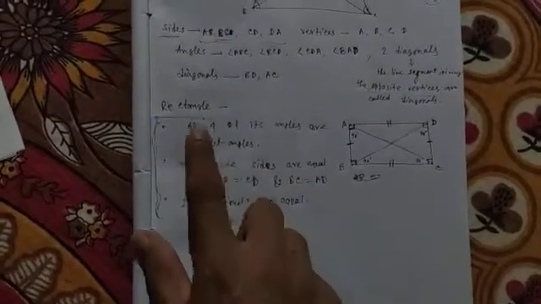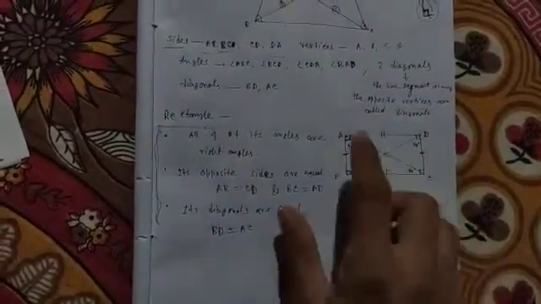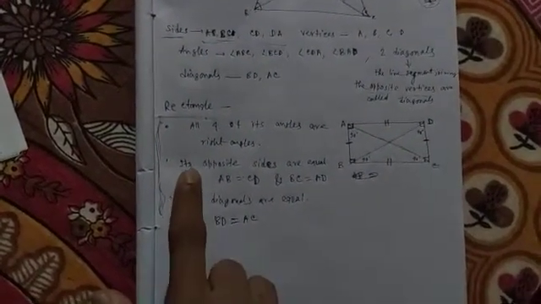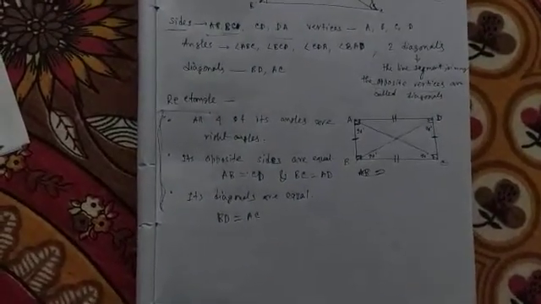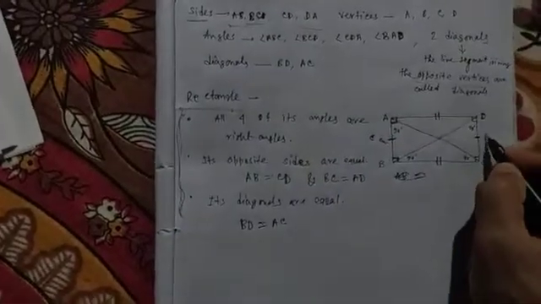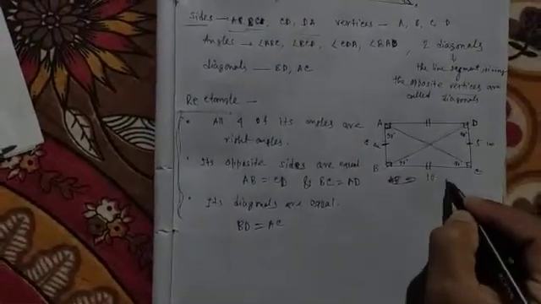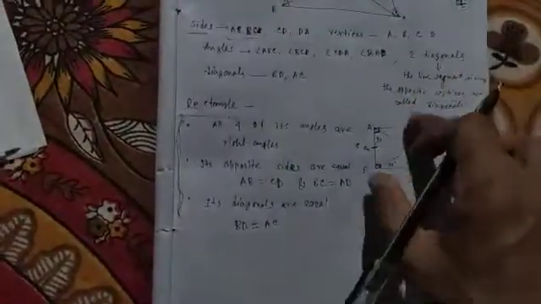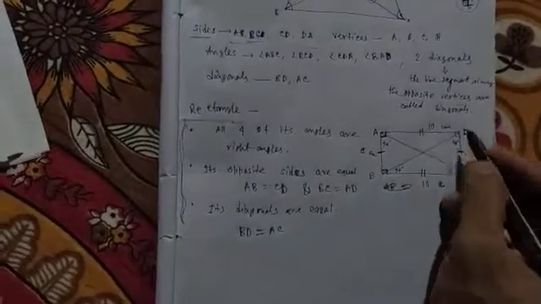Okay, so what are those? 4 angles are right angles. That means all 4 angles are 90 degree. Second, its opposite sides are equal. Opposite sides, not all the sides. For example, if this is 5 cm, this is also 5 cm. If this is 10 cm, this is also 10 cm. So 5, 5, 10, 10.